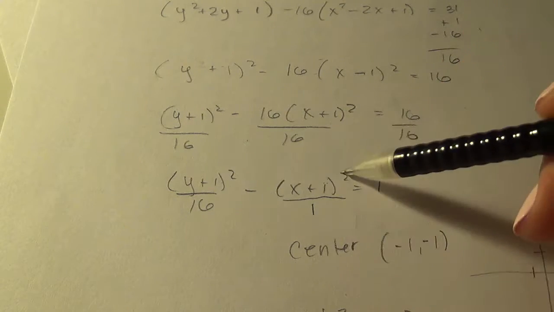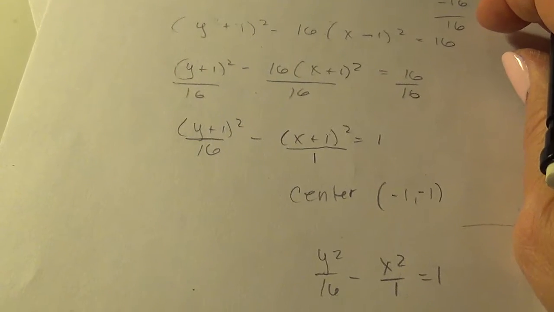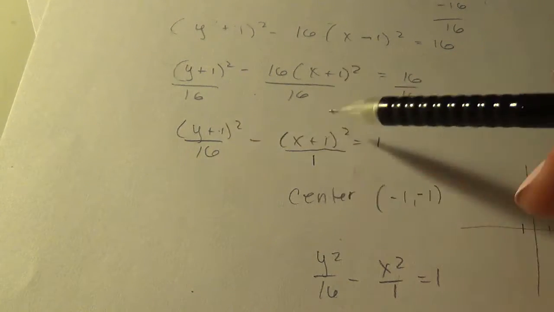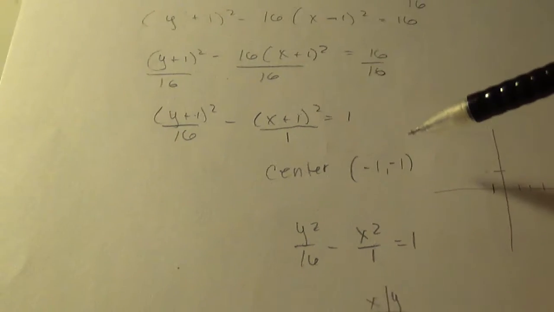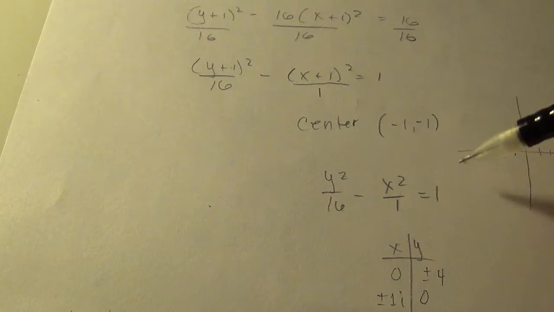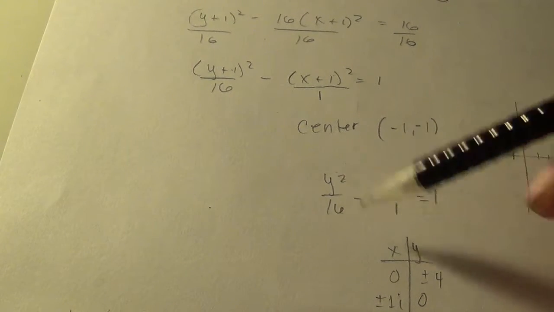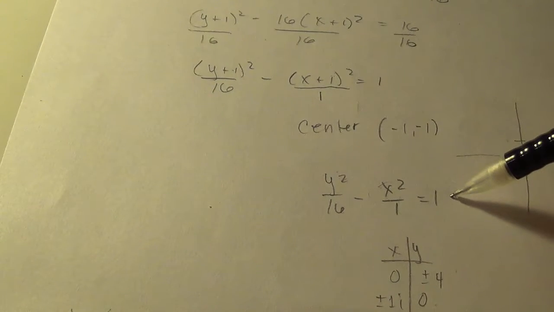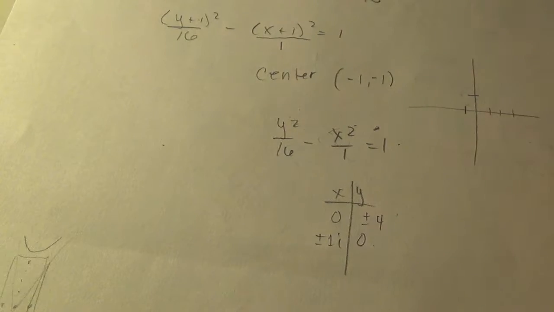And then we're going to graph as if there is no (x+1) and (y+1). We drop those for graphing, and we recognize that when x is 0, y is plus or minus 4, that's a real number, and when y is 0, x squared is -1. The square root of that is imaginary, plus or minus 1i.